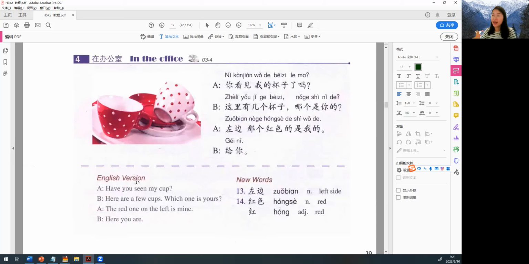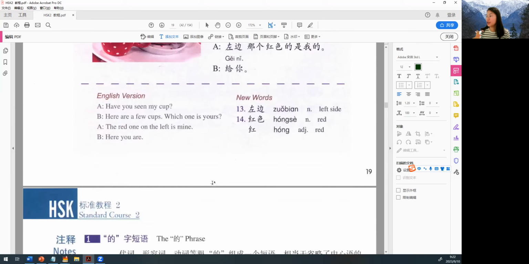So the meaning is, have you seen my cup? There are a few over there. Which one is yours? And 这里 is here. There are some cups over there. And then A said, the red one on the left is mine. This sentence is our lesson phrase topic. Remember this? And then B said, here you are, 给你. Just like if I ask my desk mate, hey, I forgot my pencil, can I borrow your pencil? And my classmate said, 给你. Obviously this is not a pencil, but 给你, here you are.